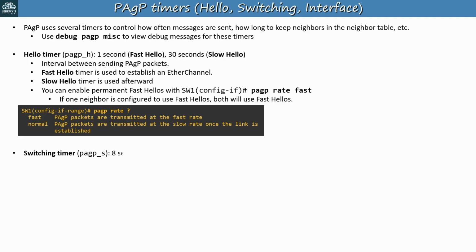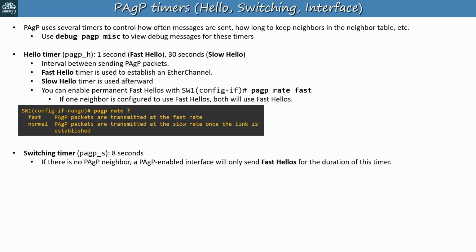Okay, next is the switching timer, called PAgP-S in debug output. It's 8 seconds. This timer comes into play when you activate PAgP desirable mode on an interface, but there is no PAgP neighbor connected. If there is no PAgP neighbor, a PAgP-enabled interface will only send fast hellos for the duration of this timer, and after that, it will switch to slow hellos once every 30 seconds. We'll see this in debug output in the next slide.